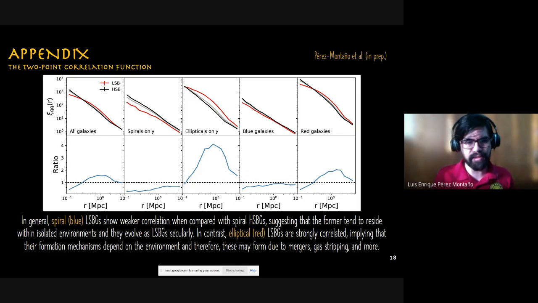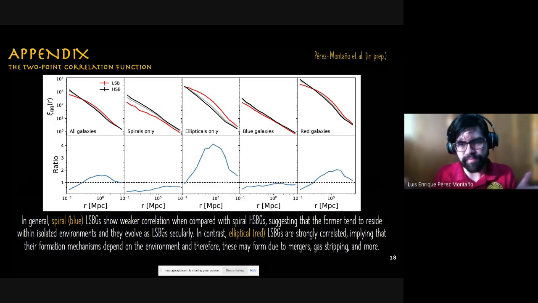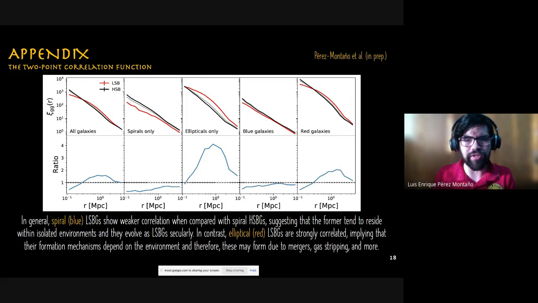So the global picture, at least in a first approximation, is that elliptical LSB galaxies are formed by mergers, interactions, or distortions, but the spiral galaxies evolve secularly. So it's a very good picture to see how the environment affects the evolution of these galaxies, and it also depends on what morphological type your galaxy has. These are very preliminary results, but this seems to be in good agreement with other studies.